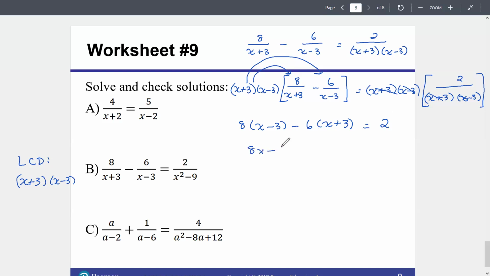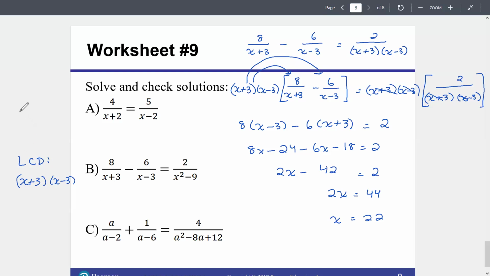So I have 8x minus 24 minus 6x minus 18 equals 2. So this is just 2x minus, oh, sorry about this. So we have 24 and 18. That's going to be 42. If we add it over here, that's going to be 44. So 2x equals 44. And we're going to have x is going to be equal to 22. Once again, this is going to work. It's not going to make my denominator 0.